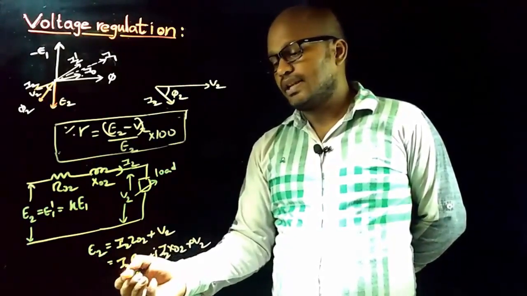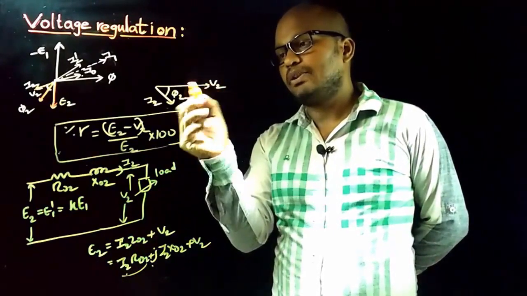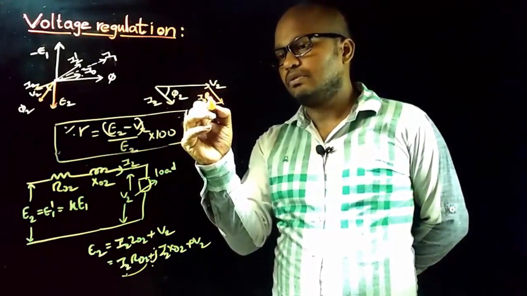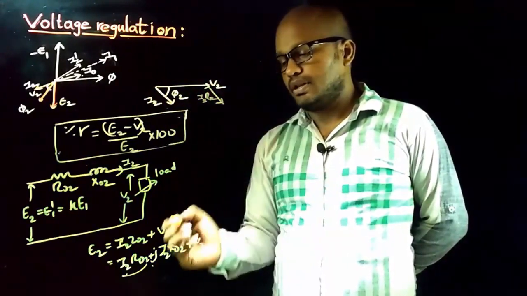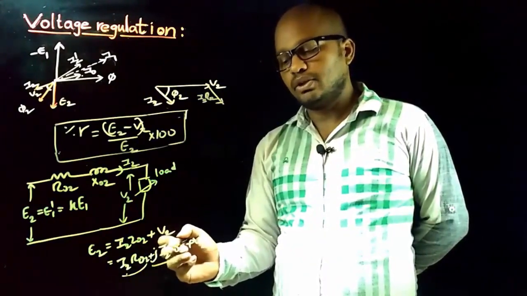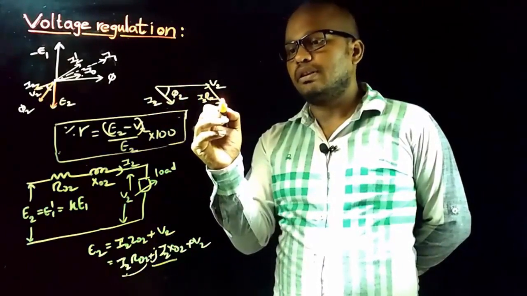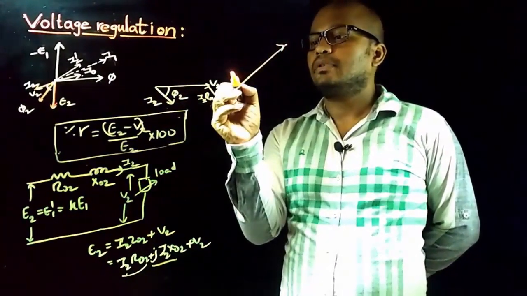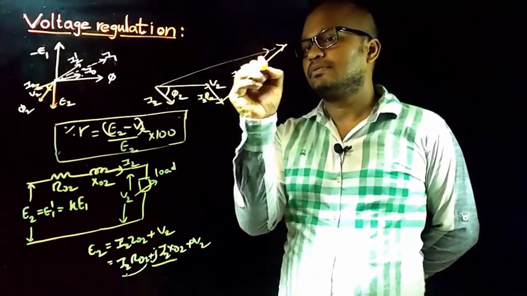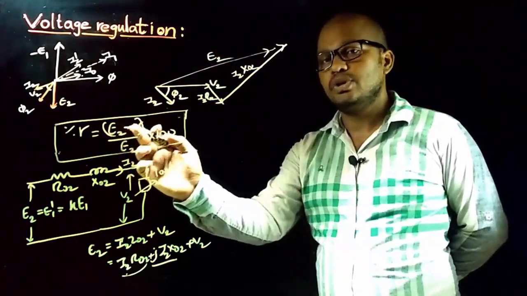First let's add the I2 R02 drop to V2. The I2 R02 drop will be parallel to the I2 phasor, so this represents the I2 R02 drop. Now let's add the next drop to it, and this drop will be perpendicular to the I2 phasor. Maintaining perpendicular with the I2 phasor, let's draw the I2 X02 drop, and now the resultant is E2.